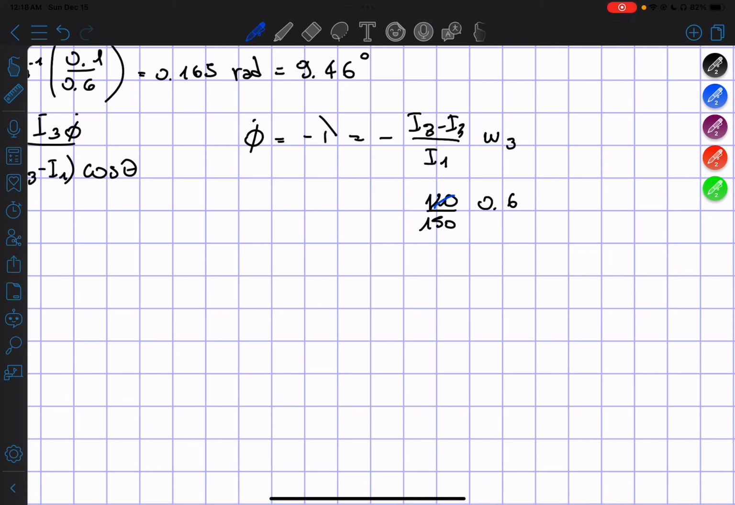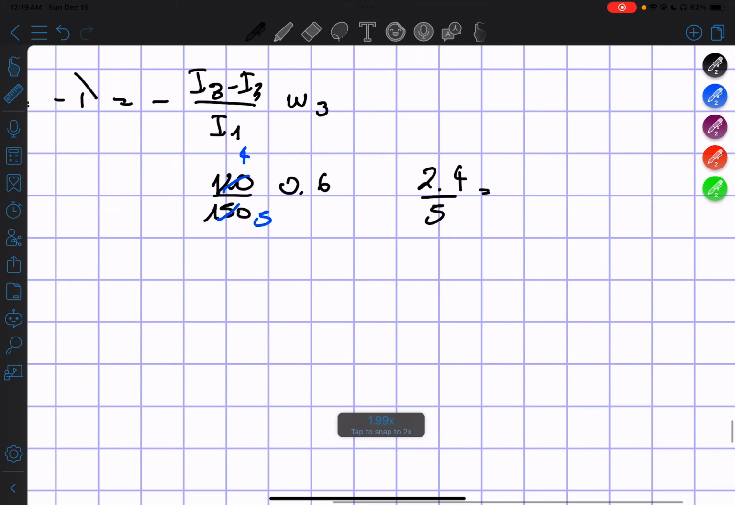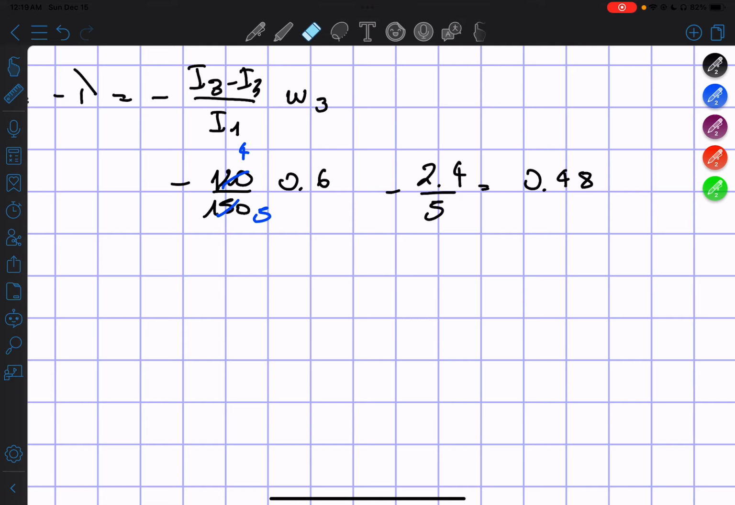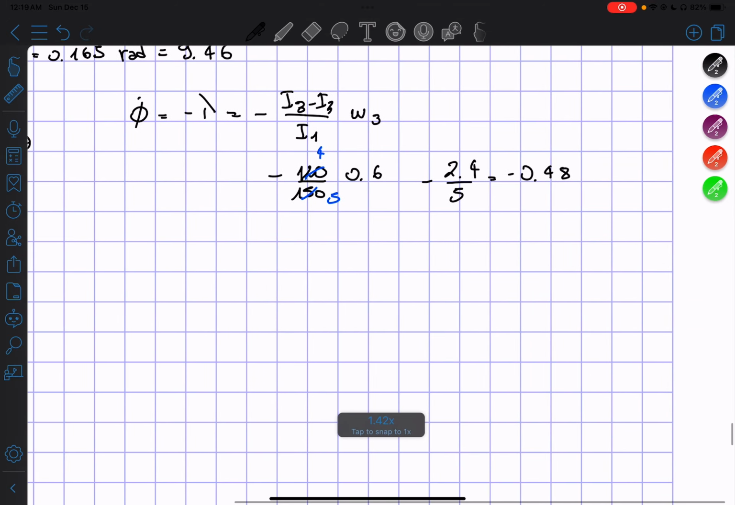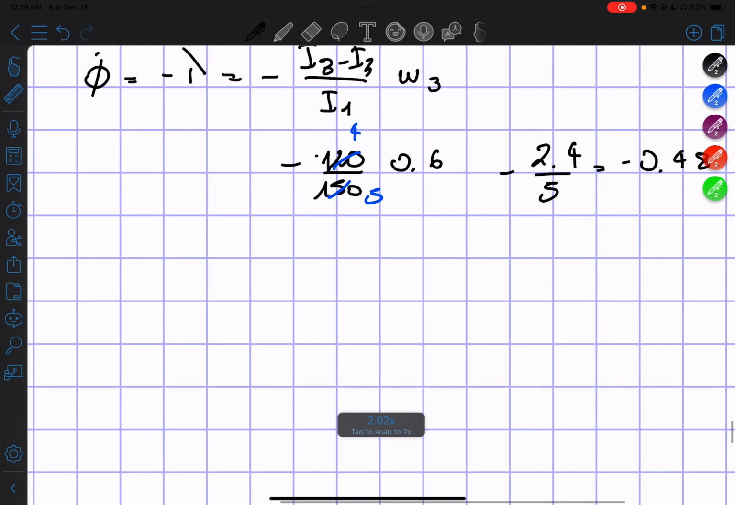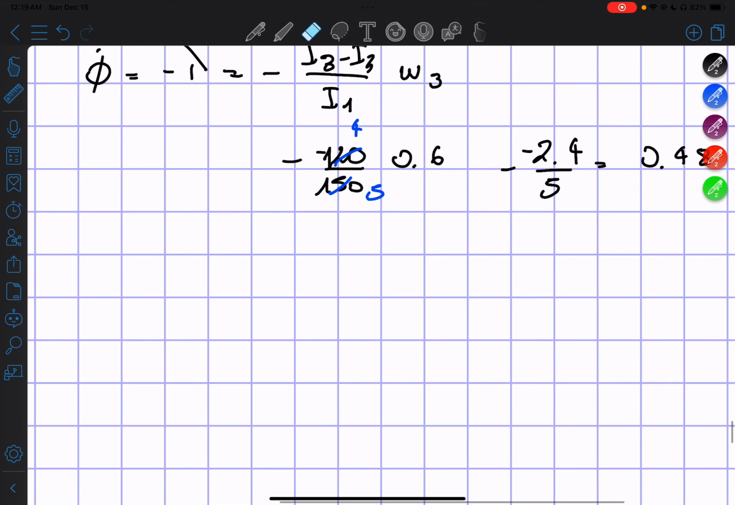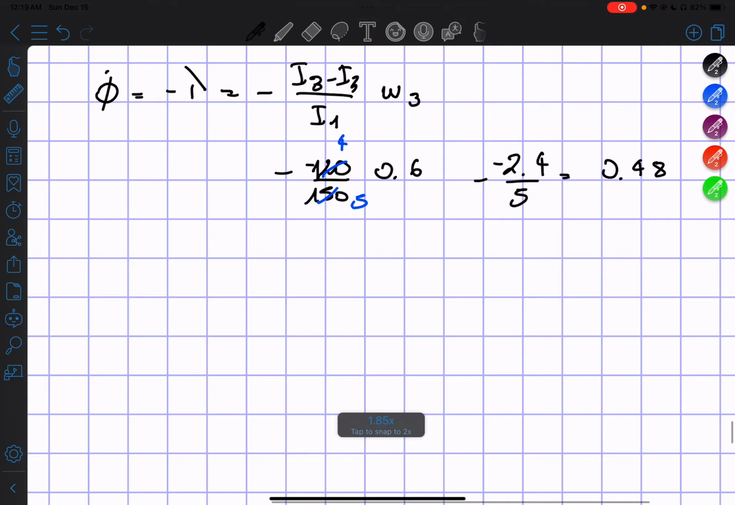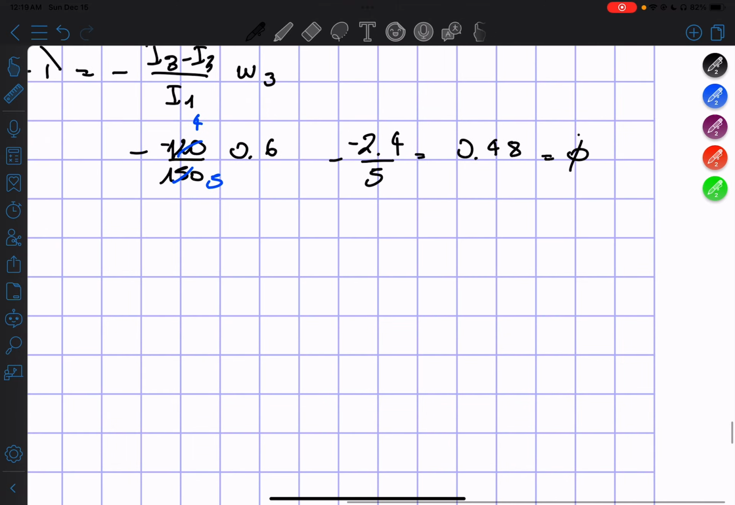And that is 120 divided by 150 times 0.6. So here we have 2.4 divided by 5. So about 0.5 or 0.48, but we had a negative in front, so it's going to be a negative 0.48. Sorry, no, this was a negative 120. So this actually ends up being a positive for the phi dot. So this is equal to our phi dot.